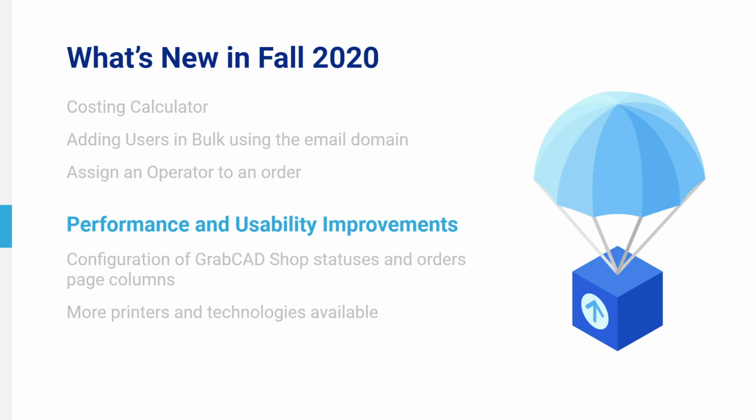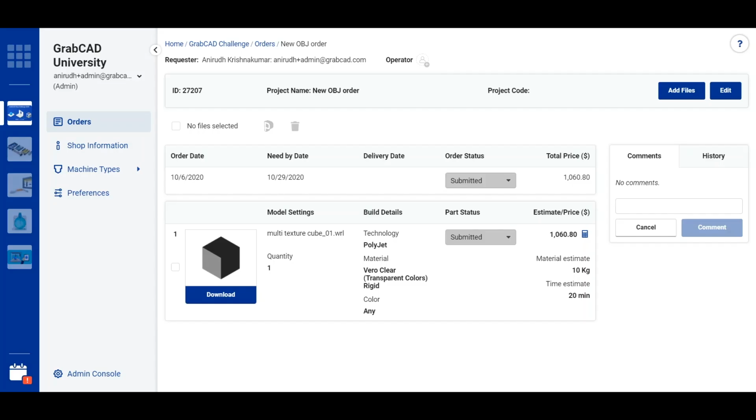Assigning an operator to an order. Operators can now assign themselves or other operators in the shop to an order. The assigned operator is then notified and is responsible for fulfilling that order and future communication with the requester. The assignment is also noted in the history section for tracking purposes.